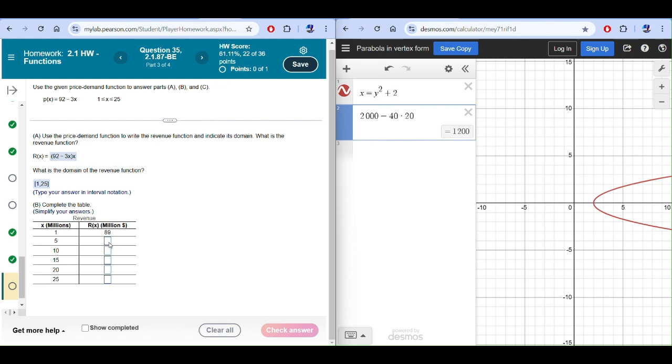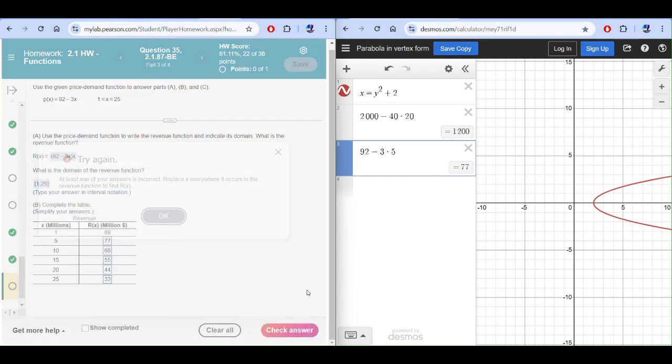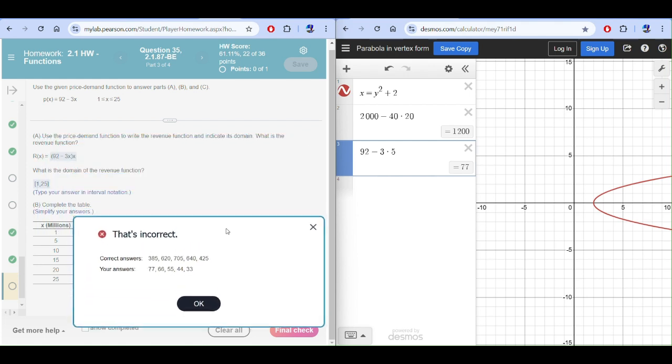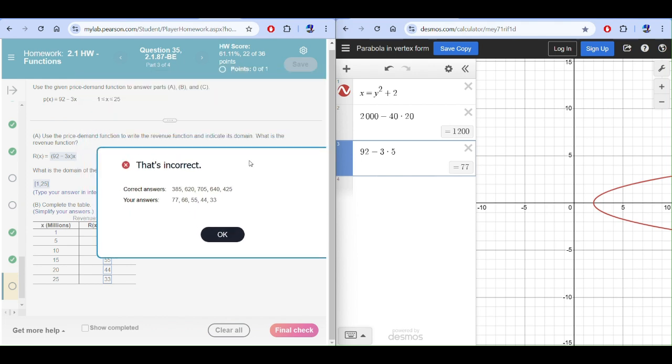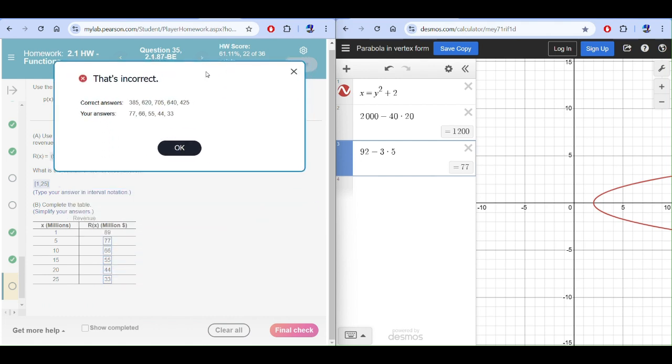Yeah, now you just gotta plug it in and do it, right? So what's my function? 92 minus 3 times, and what's the first one gonna be? 5. So this one should be 77. 77, 66, 55, 44, 30. That's wrong, but it's fine. I'm gonna get the first one right, and that's all I care about. I was totally wrong. Oh, this is millions, and I did everything in 5, 1, 2, 3, 4, 5, 6. I'm on a different equation.